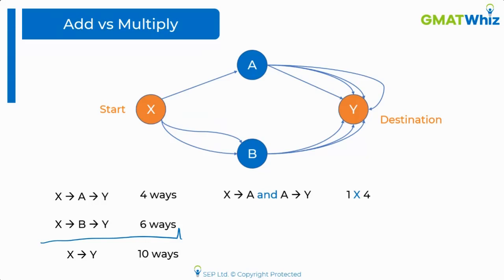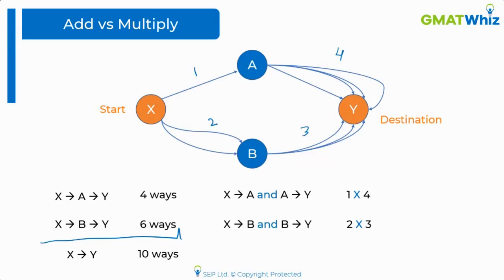From X to A, I have one way of going. From A to Y, I have four different ways. So since there is an "and" in between, I am simply multiplying 1 by 4. Similarly, when I'm going from X to Y via B, I'm going from X to B and then from B to Y. There are two ways of going from X to B and three ways of going from B to Y. So I'm inherently doing 2 multiplied by 3. I've simply replaced "and" with the sign of multiplication.